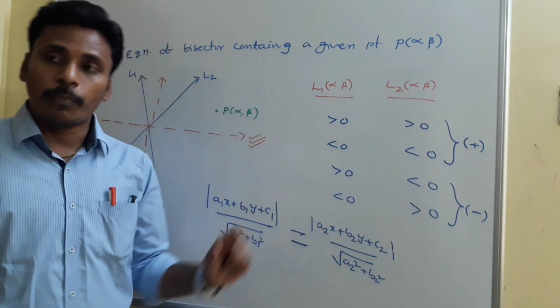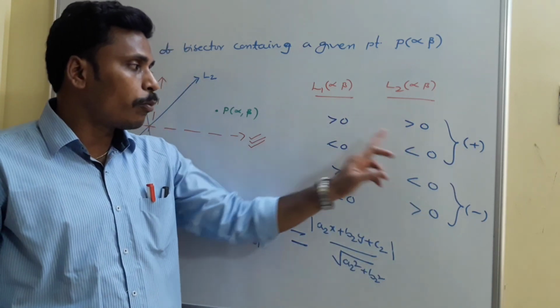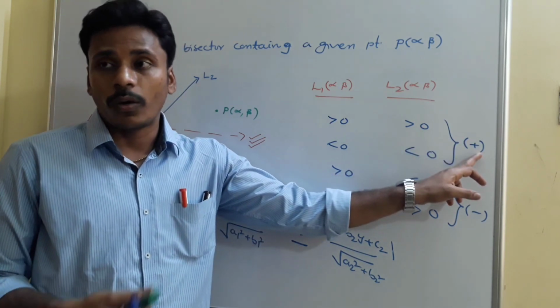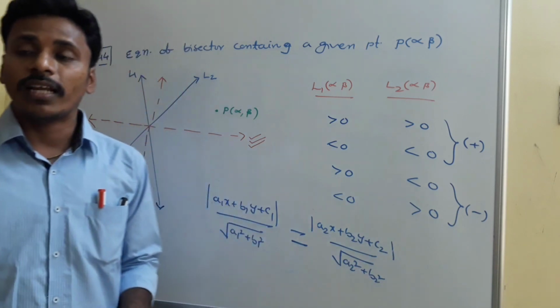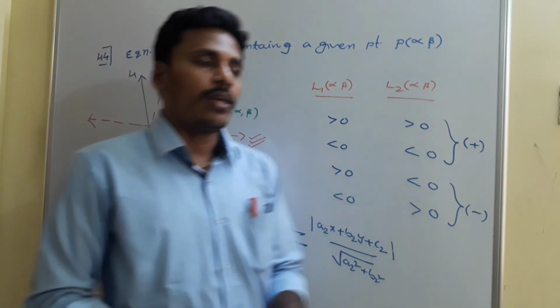Similarly, we need to check for other possibilities. If both are positive or both are negative, use plus sign for the required equation. If one is positive and the other is negative, use minus sign for the required equation. So that's it, okay. Just have a look.